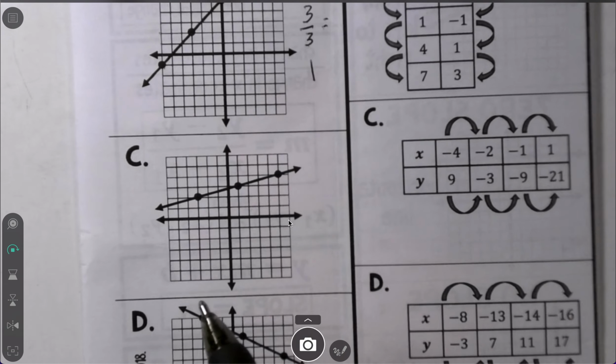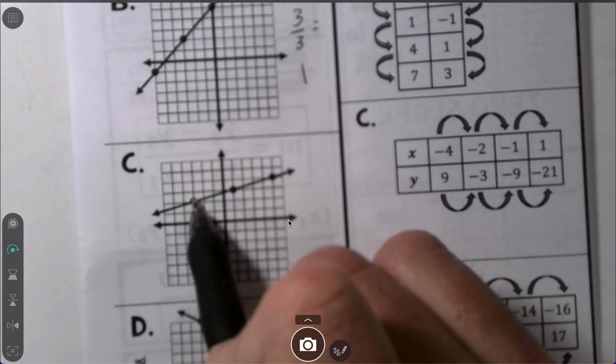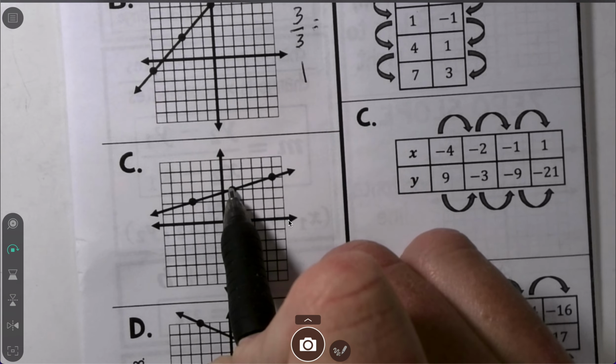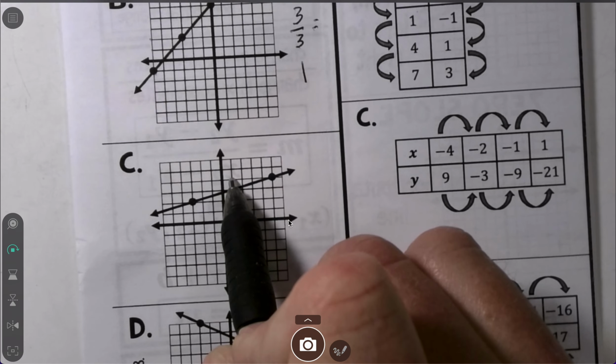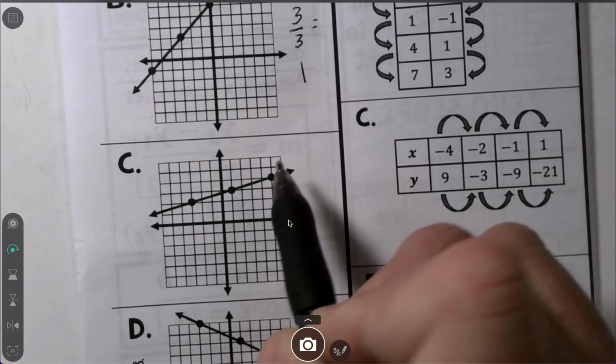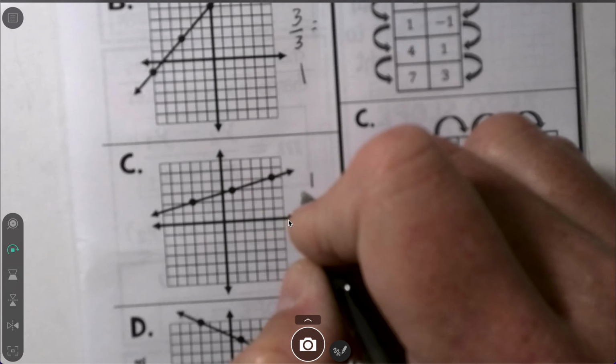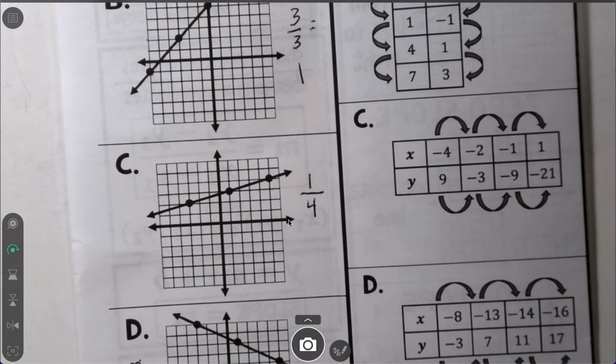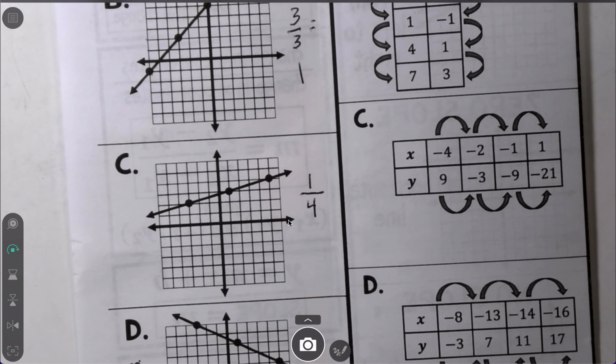All right, then as we look at letter C, up 1, right 1, 2, 3, 4. And then up 1, right 1, 2, 3, 4. So the rise is 1 and the run is 4. That's a 1/4 slope, or up 1 over 4.